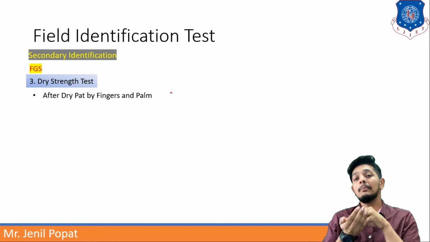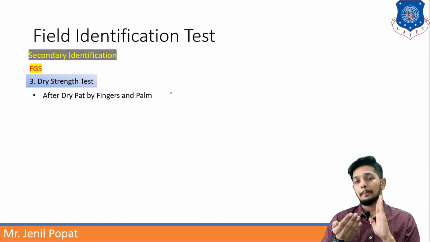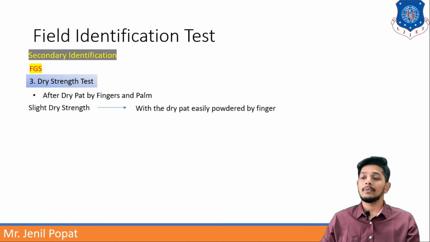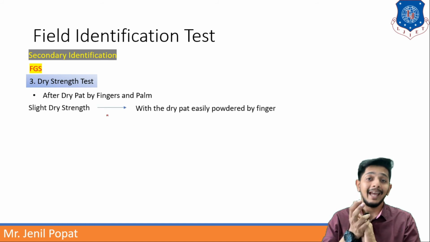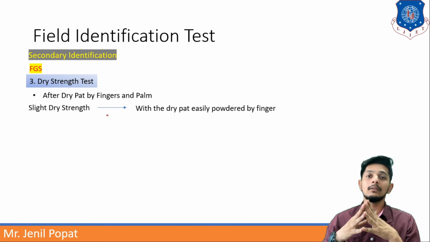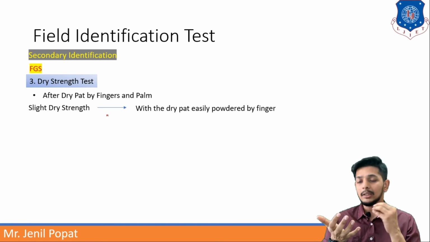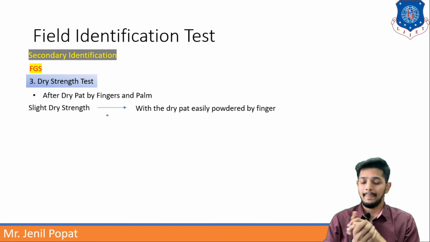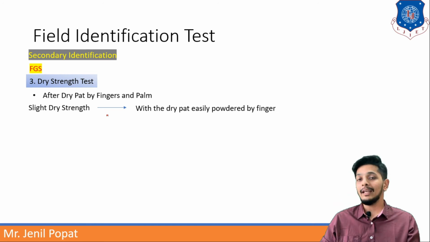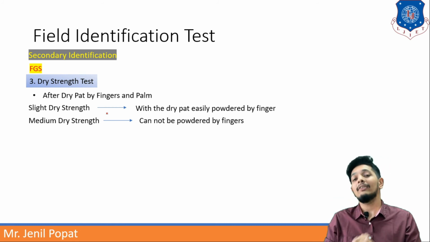So in that you add some water, but in this you do not have to add any water. I have taken some soil in my palm. Now I will prepare a dry pat with my fingers and palm like this. If you feel that it has some slight strength, then it will be powdered with the fingers only. When you press the pat with the fingers, it gets powdered, then it has a slight dry strength. If it cannot be powdered with fingers, then it has a medium dry strength.